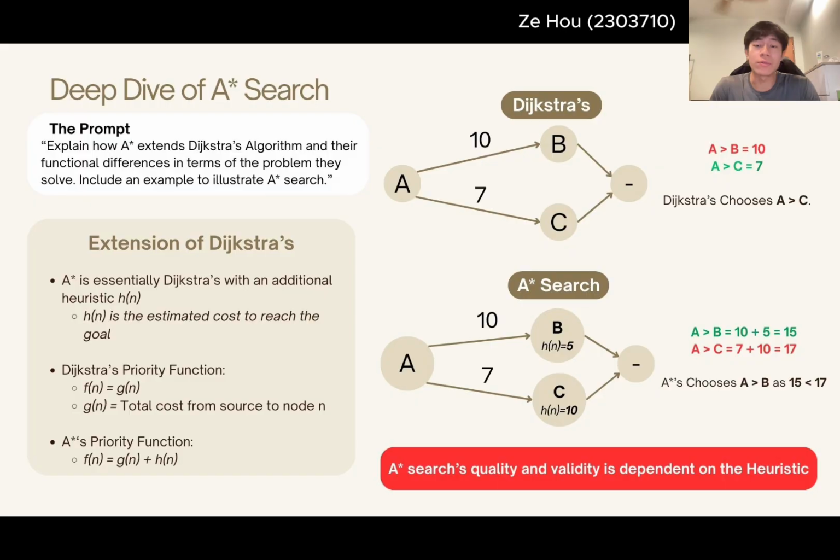Let's look at how this plays out. A to B is 10, and A to C is 7. Dijkstra chooses A to C as 7 is less than 10. Now, for A-star search, we see that A to B is still 10, A to C is still 7. However, A-star search takes into account the additional heuristic, and the estimated cost from going to B to the end goal is 5, and the estimated cost from going to C to the end goal is 10. A-star adds this heuristic to the current distance. This means that although a path is shorter right now, it does not mean it's a better path, as the estimated cost of reaching the goal might be higher. The quality and validity of A-star search is highly dependent on the heuristic.